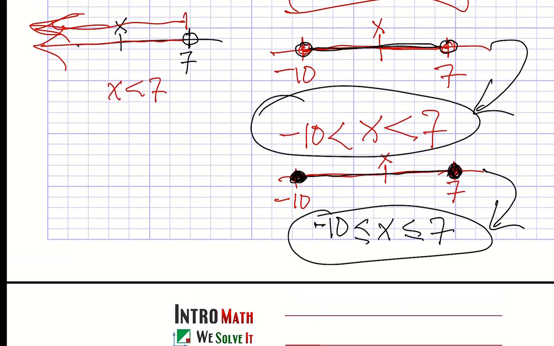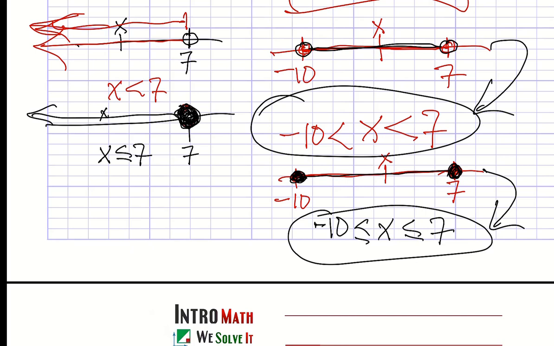But you can also have a situation like that. This is a 7 here, and 7 is included, and then x goes like that. Then in this case, if 7 is included, you write x is less than or equal to 7. It's going to infinity, but it's less than 7 or equal to 7. You're going to the left of 7.